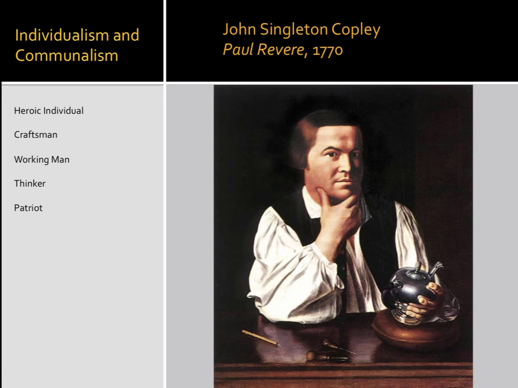Now let's look at a painting that clearly celebrates the heroic American individual. This is John Singleton Copley's painting of Paul Revere from 1770. And the emphasis on Revere as the craftsman, the working American. Notice his clothes are the clothes of an artisan, not a nobleman. Also, though, the idea that Revere is a thinker. You've got the classic pose with his hand on his chin. And so this is a celebration of American patriot identity.